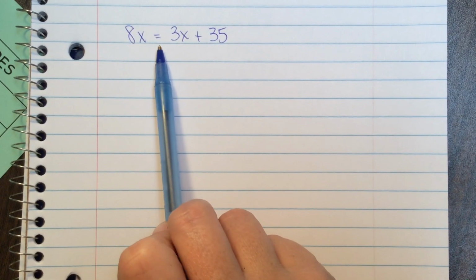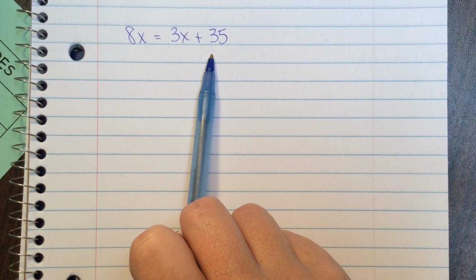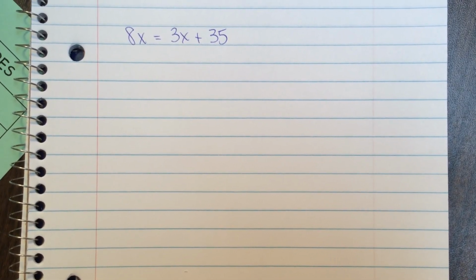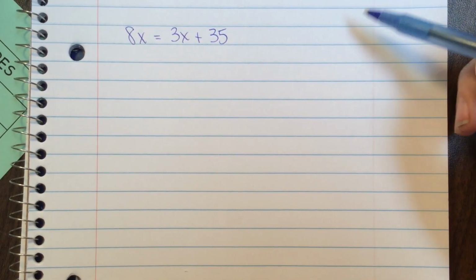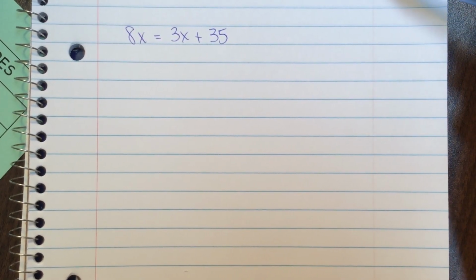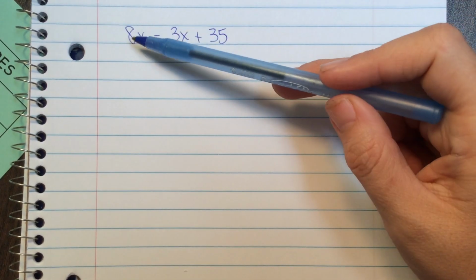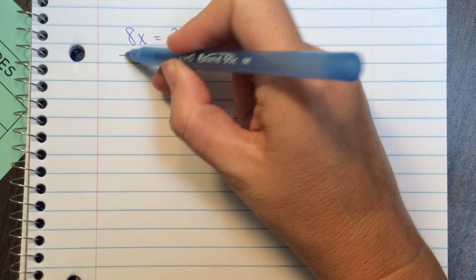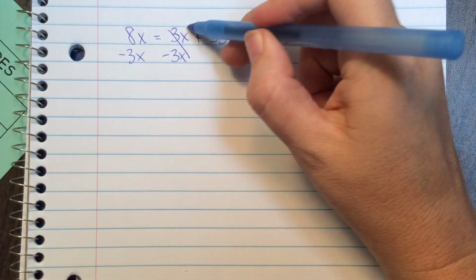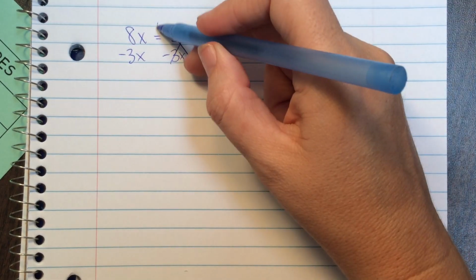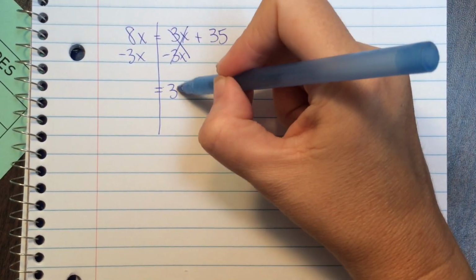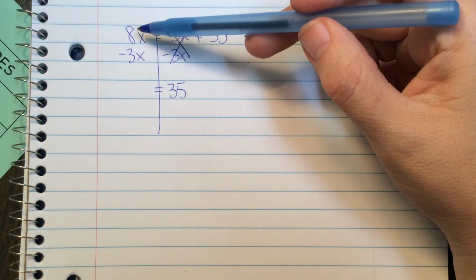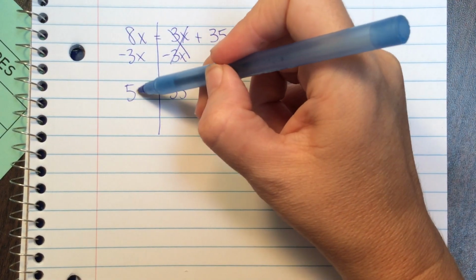So we have 8x equals 3x plus 35. All right. So again, step 1 is to move the smallest variable. Well, 3x is smaller than 8x, so let's move it. And again, these will go away. And I'm going to draw my line here. So I'm just going to have 35 left on the right-hand side. And then 8x minus 3x is going to be 5x.